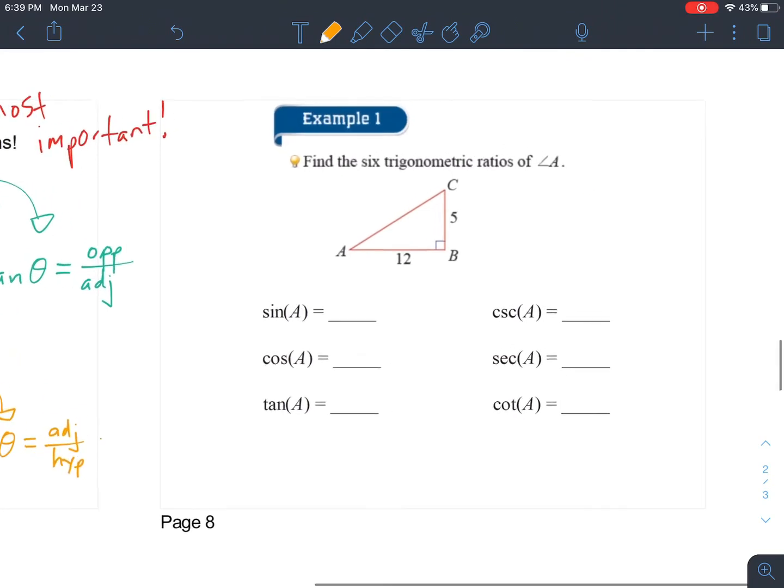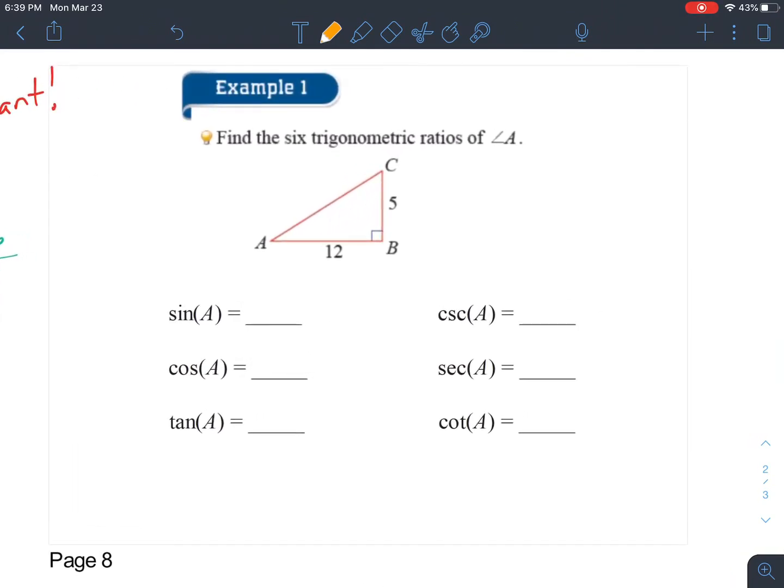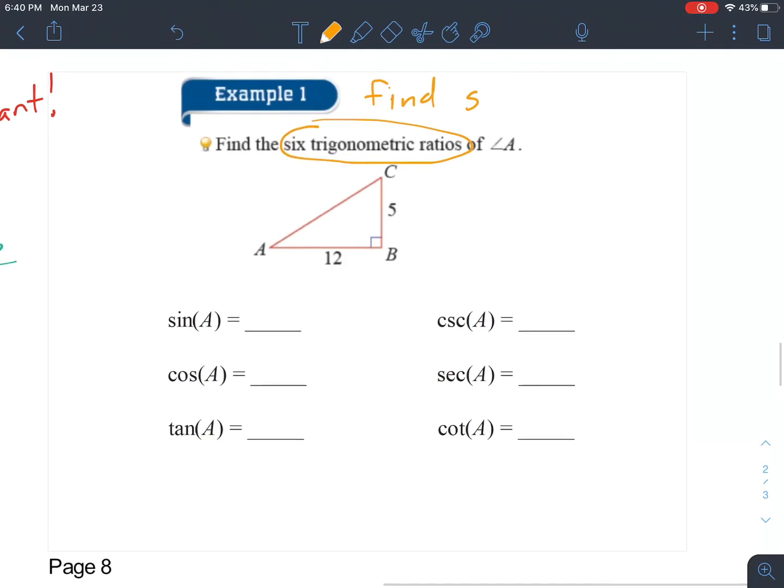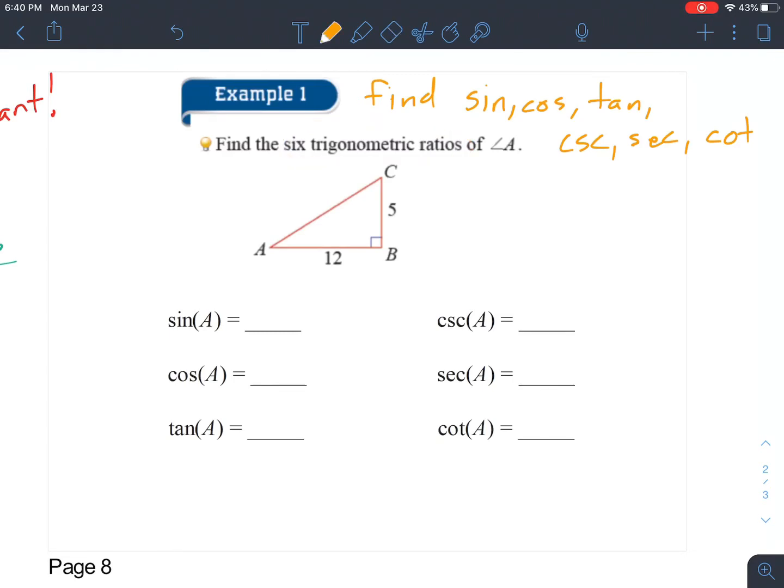Okay, so for this example then, we are going to find the 6 trig ratios of angle A. And when it says 6 trig ratios, that just means you're supposed to find sine, cosine, tangent, cosecant, secant, and cotangent. And again, kind of like I said earlier, trigonometry is relating angles to side lengths, and all of these here are going to be ratios of sides.